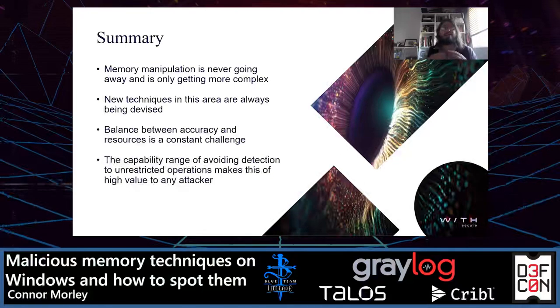But monitoring is always a fine balance between accuracy and resources. Ideally, we'd love to monitor every single memory change and be able to say with 100% accuracy that this is attributed to this process and these bytes are going here and all this sort of stuff. But the resources required for that are just way too high. So it's always a balancing act between the two, and you have to decide where is the best place to monitor.